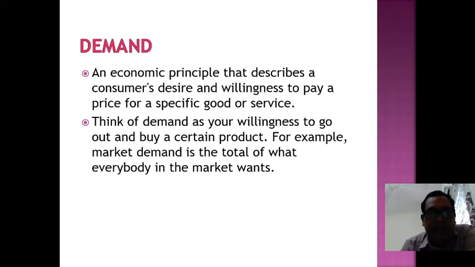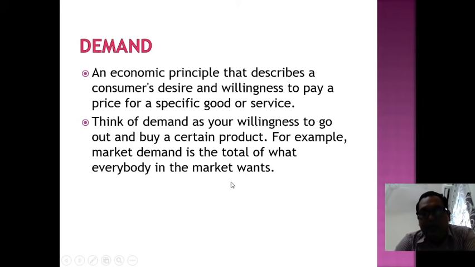And then we look at the demand. Demand is an economic principle that describes a consumer's desire and willingness to pay a price for specific goods or services. So think of demand as your willingness to go out and buy a certain product. Market demand is the total of what everybody in the market wants.